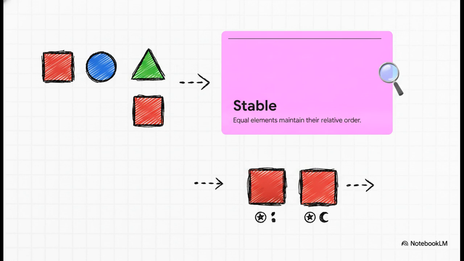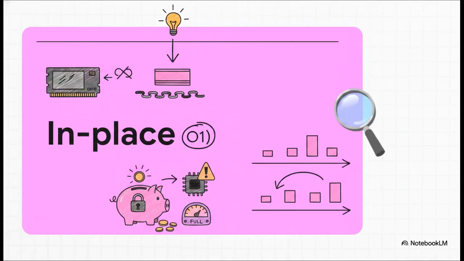Let's start with stable. As the cheat sheet highlights, a stable sort simply means that if you have equal elements, they maintain their original relative order after the sorting is completely done. We also need to wrap our heads around in-place sorting. The source defines this as sorting done without using extra memory space, which is typically represented as O(1). The absolutely crucial takeaway here is that this is a vital metric when your system's memory resources are strictly limited.